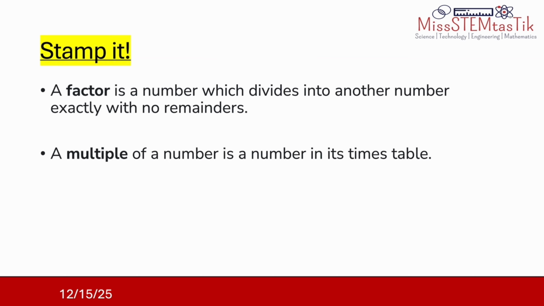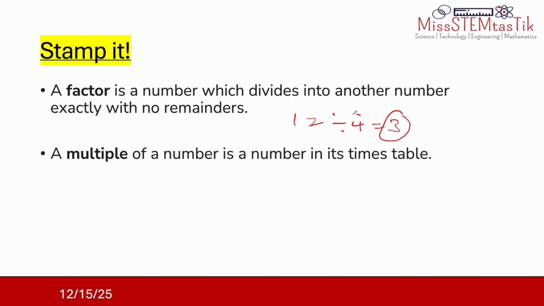So, a factor is a number which divides into another number exactly with no remainders. So say for example your timetables, if you've got 3 times 4 is equal to 12, both 3 and 4 are factors of 12 because both of them divide exactly into 12. So 12 divided by 4 is 3 with no remainders, so therefore 3 and 4 are both factors of 12.